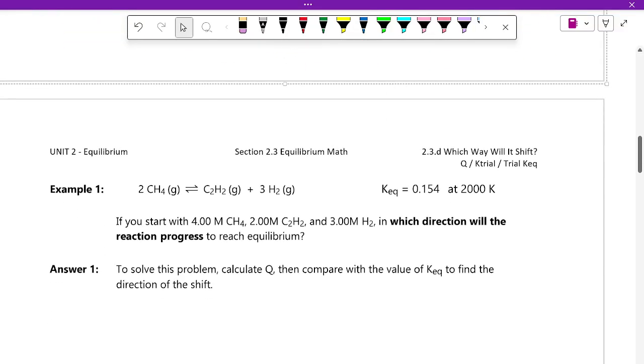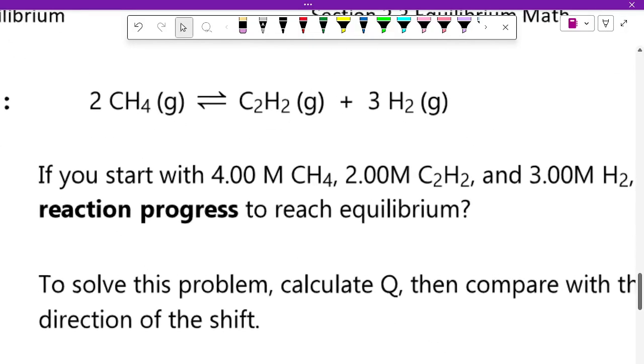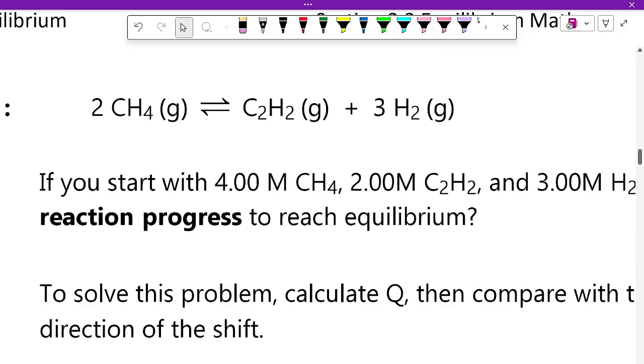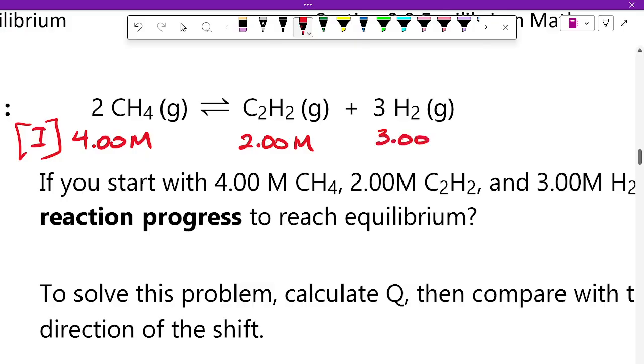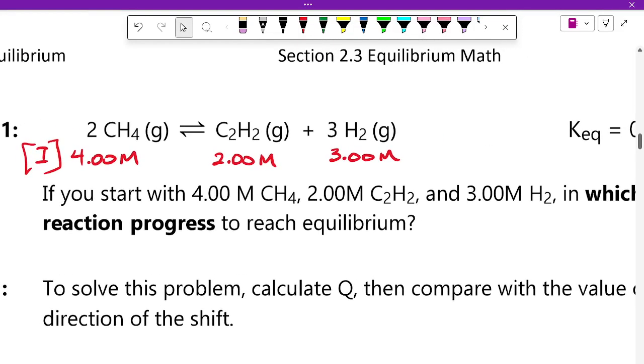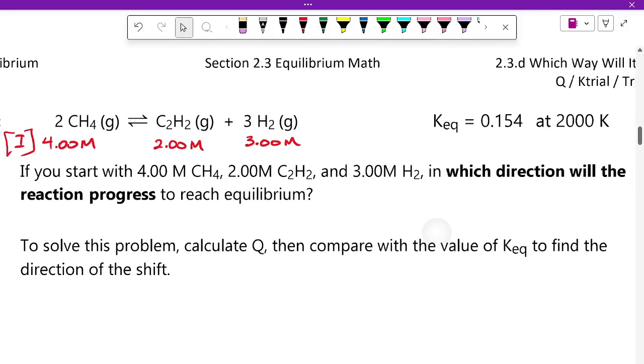Okay, so let's do this example. Here we have our equilibrium. If you start with, this is our initial. We don't have room for a whole ice table, nor are we actually going to do the whole ice table. But we start with 4 molar CH4. We have 2 molar C2H2 and 3 molar H2. In which direction will the reaction progress to reach equilibrium?